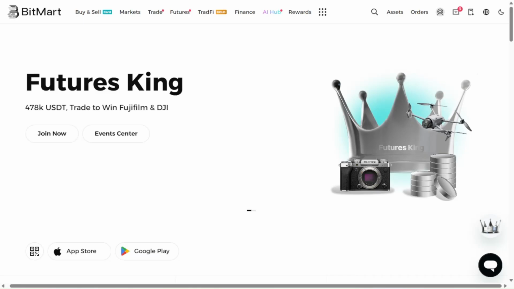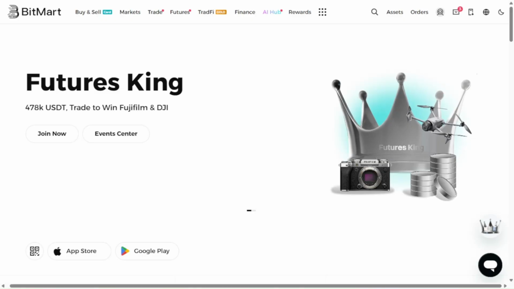Now, what is demo trading? Demo trading is basically a simulation of the real market. You're using virtual funds, but real market prices. So you can practice placing trades, testing strategies, and learning how everything works without any risk.